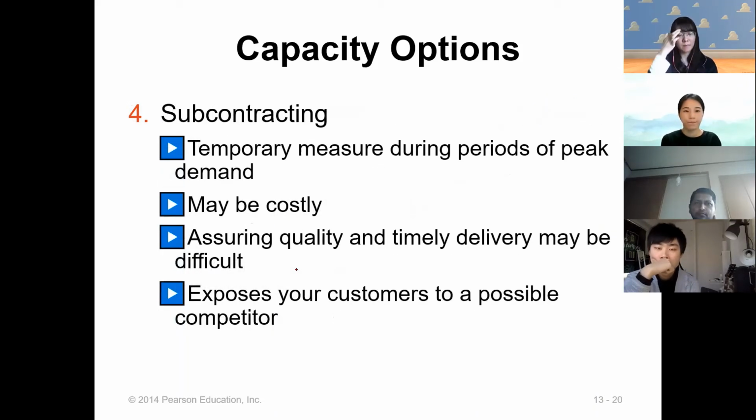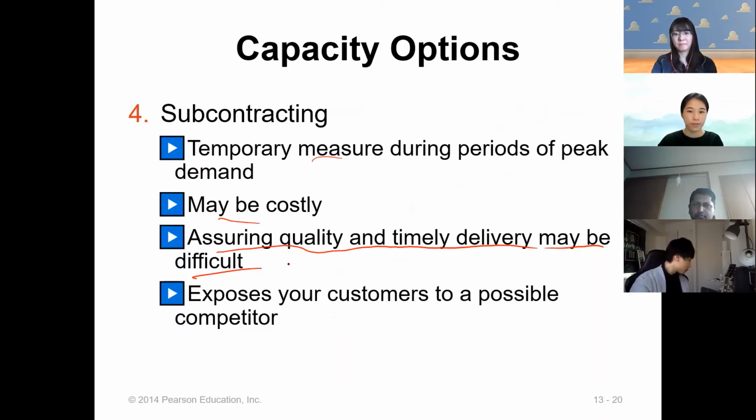Right, so these are all the theories, and subcontracting. I think you understand what subcontracting is, okay? You actually give to outside parties to do the work, to do the production. It is a temporary measure. It may be costly, and assuring quality and delivery may be difficult because you don't have control over the subcontractors. But it can be achieved if you put in good quality standards for them. But of course, you expose your customers to a possible competitor.